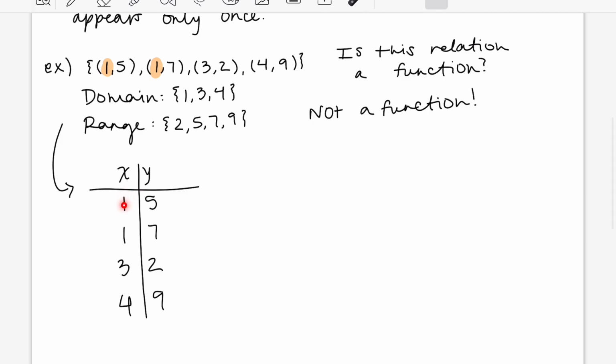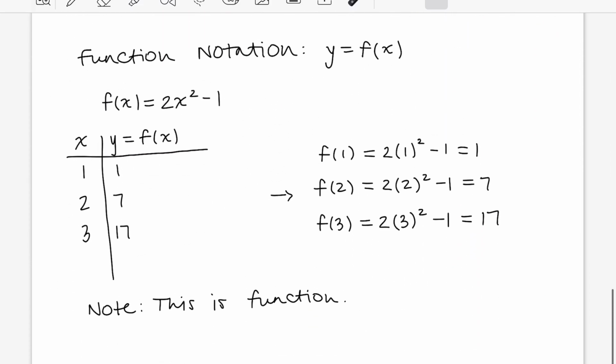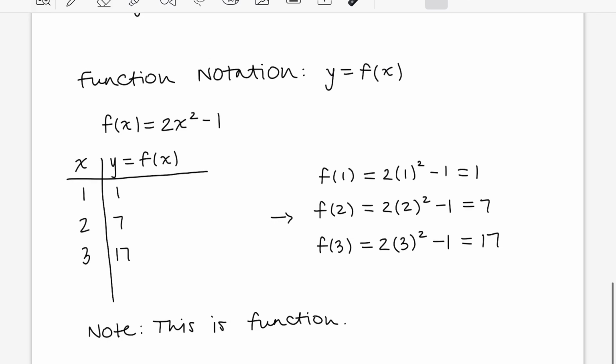So this tells us that if we plug in 1 into whatever function we have, or this is not a function, but if we plug in 1, then we output 5 and we output 7. So the fact that we can get two different y values for the same x value tells us that this relation is not a function. And then going back to this last example, we will not get more than one y value for each of our x values, so this is a function.